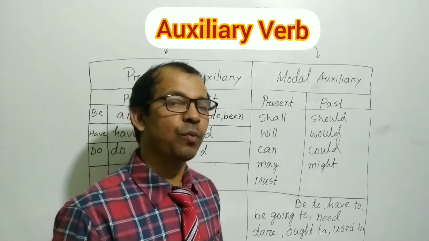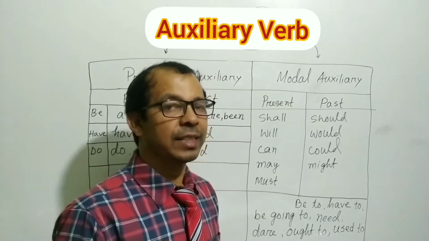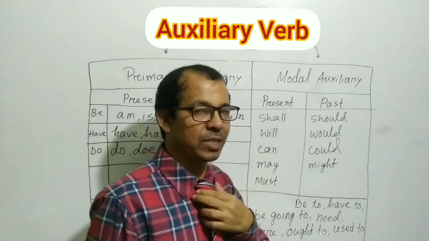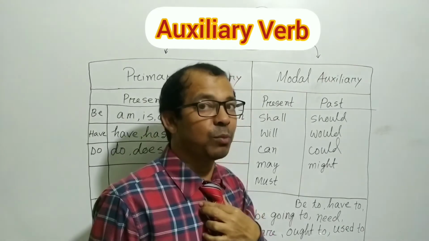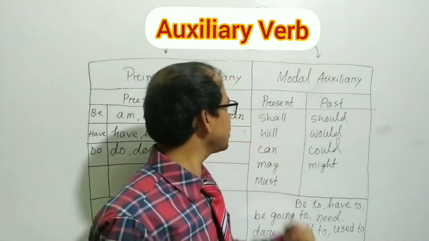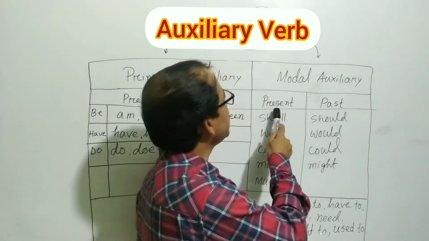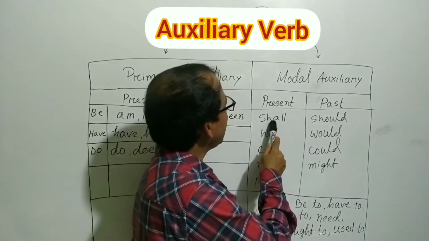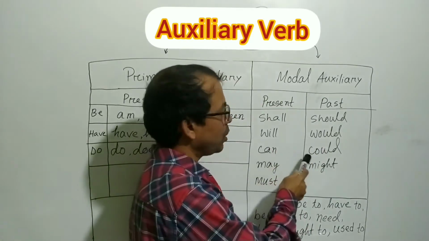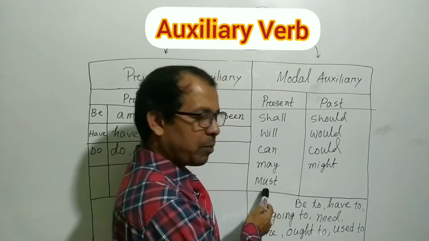Now, modal auxiliary. At first, we have to know what a modal auxiliary is. A modal auxiliary verb is a verb that can change our mood. That's why its name is modal auxiliary. My dear student, modal auxiliary verbs have two forms, present and past: shall, present, should, past; will, present, would, past; can, present, could, past; may, present, might, past; and there is no past form of must.